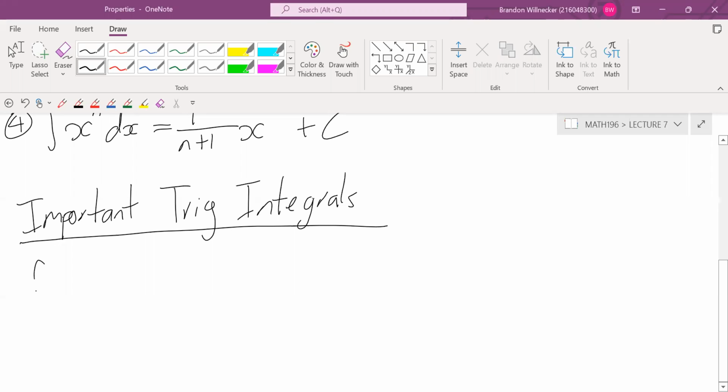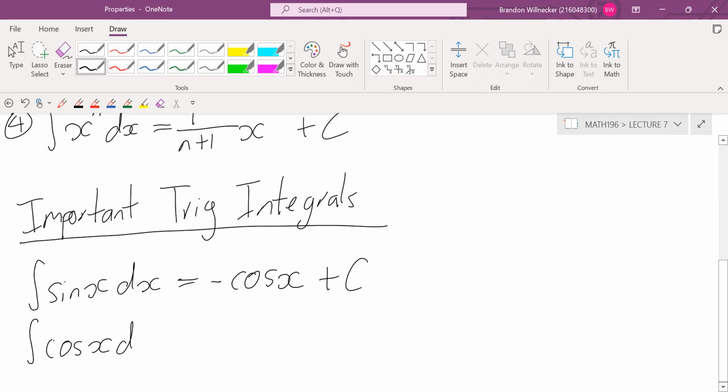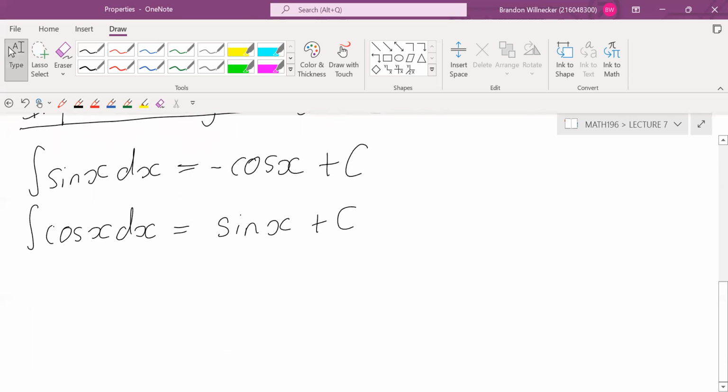So the integral of sine x dx, again, it's the same thing as just saying the antiderivative, is going to be minus cos x plus c. The integral of cos x dx is going to be sine x plus c. Then the integral of sec squared x dx is going to be tan x plus c.